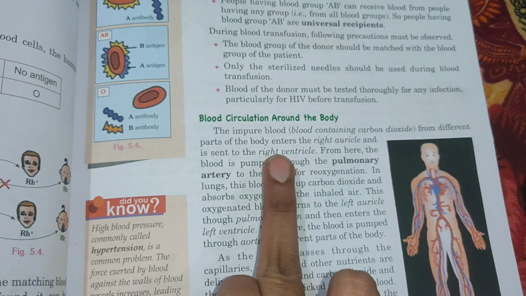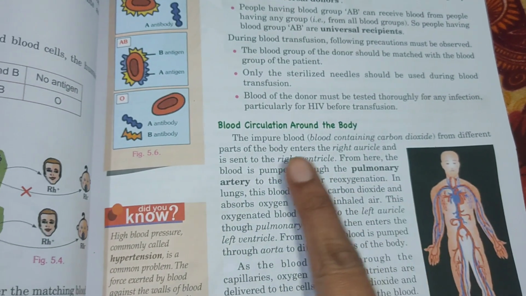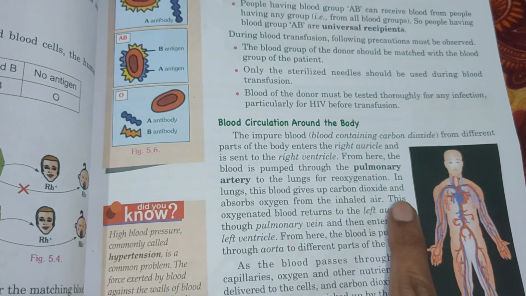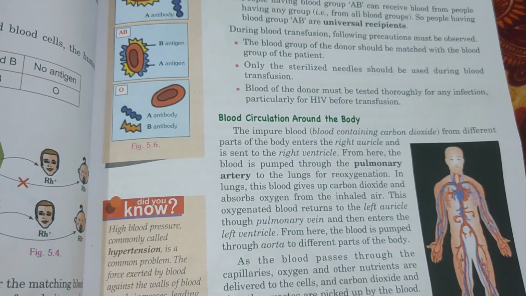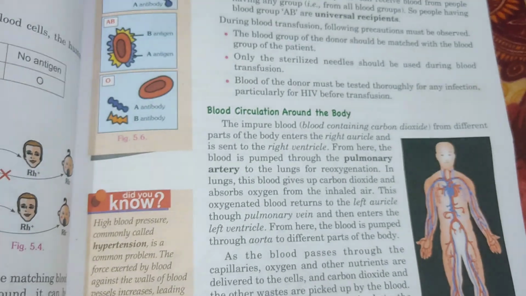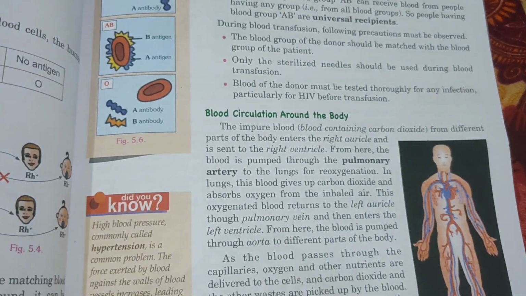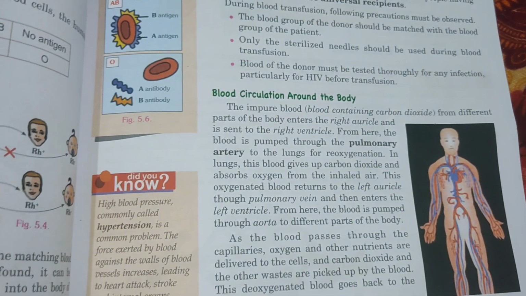Let's see it in the heart diagram. It will first enter into the right auricle and is sent into the right ventricle. From here the blood is pumped through the pulmonary artery to the lungs for reoxygenation. In the lungs this blood gives up carbon dioxide and oxygen is inhaled. This oxygenated blood goes to the left auricle through the pulmonary vein and enters the left ventricle. From here the blood is pumped through the aorta to different parts of the body.